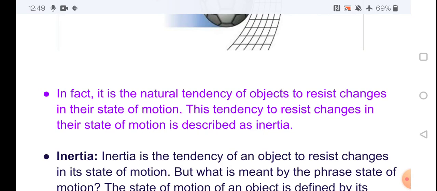The tendency to resist changes in their state of motion is described as inertia.